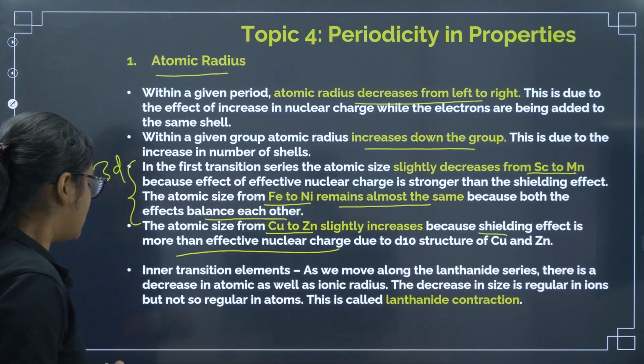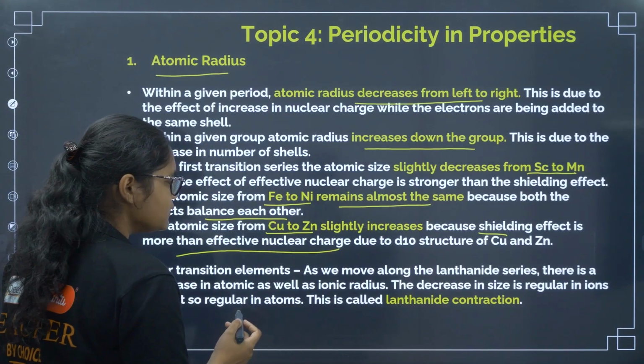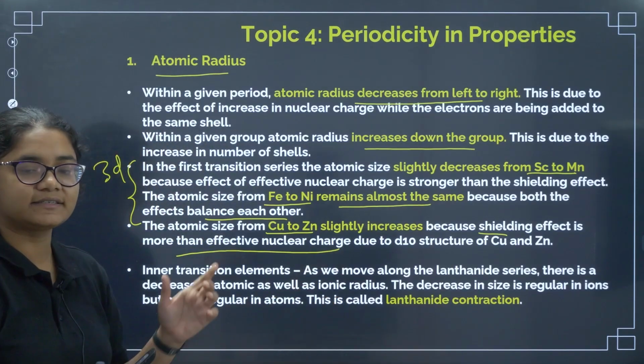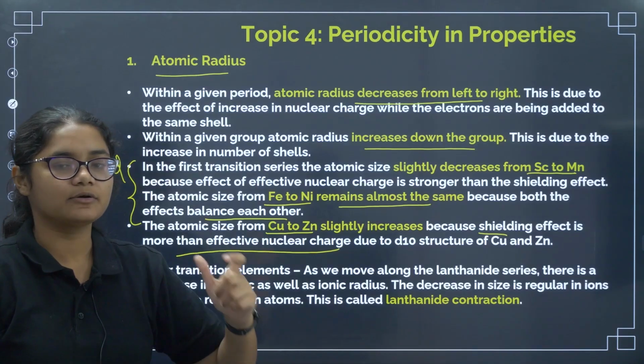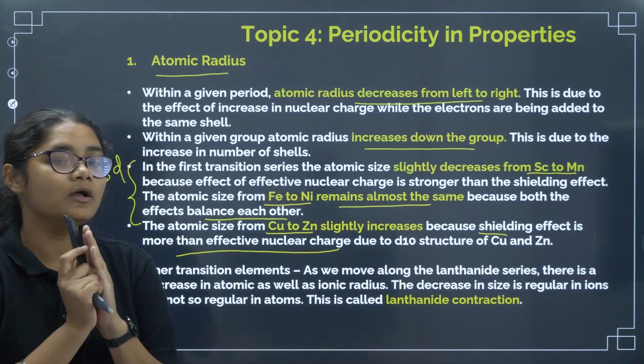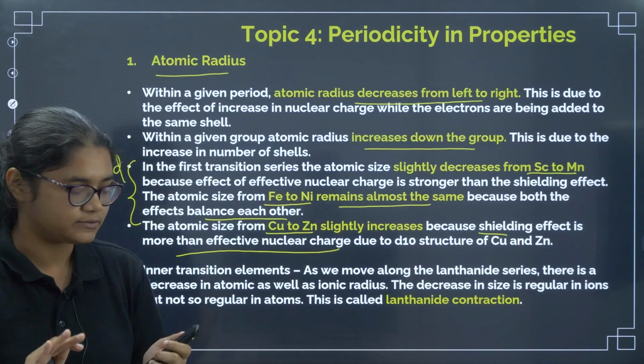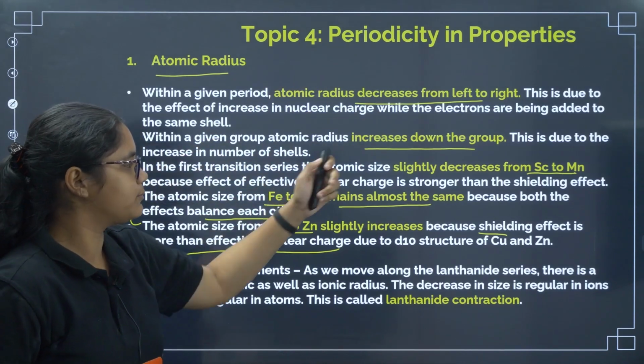Now in the lanthanide series, what happens? There is a steady decrease in the size. Why? Because of lanthanide contraction due to the poor shielding of 4f orbitals. So you need to remember these two important things.